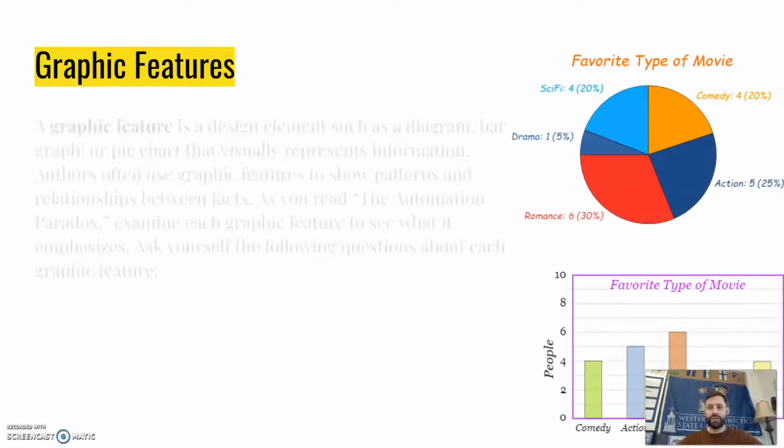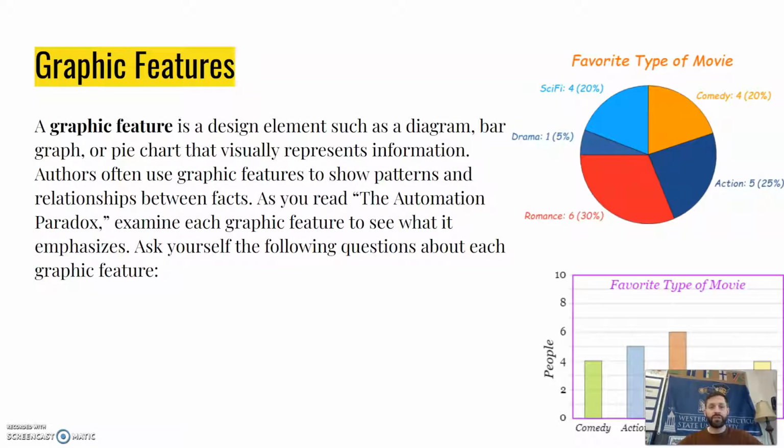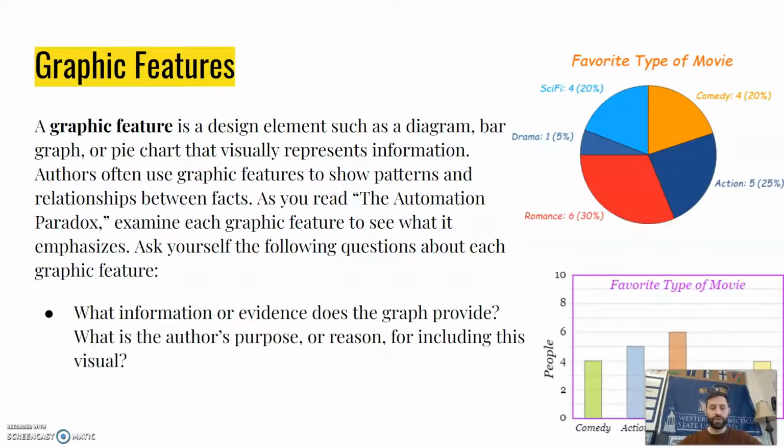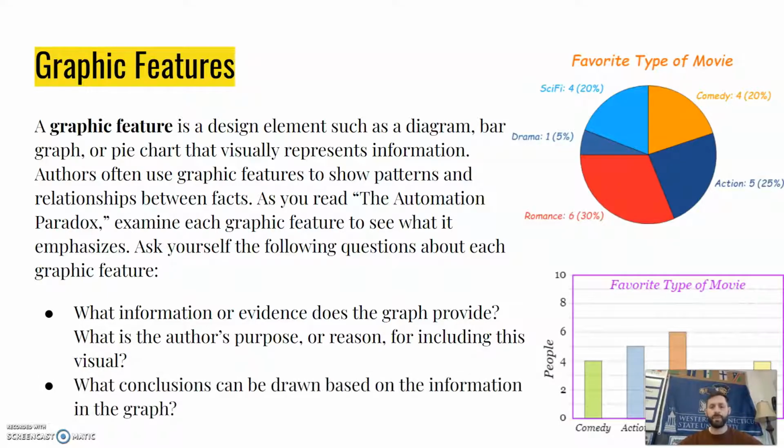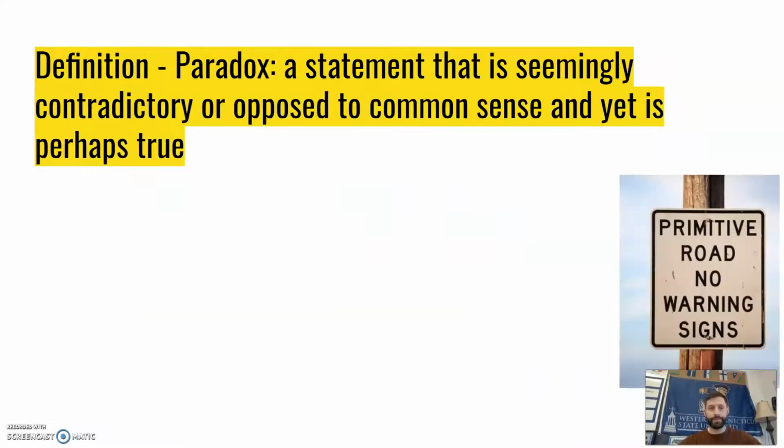Graphic features. There are graphic features in this text. As a reminder, a graphic feature is any design element, like a diagram, a bar graph, or a pie chart, that visually represents information. Authors often use graphic features to show patterns and relationships between facts. So as you're reading this article, pay attention to each graphic feature. See what it emphasizes. Ask yourself these questions about the graphic feature. What information or evidence does the graph provide? What's the author's purpose or reason for including this visual? And what conclusions can be drawn based on the information in the graph? Understanding graphs and pie charts is a really important skill for being a critical reader.